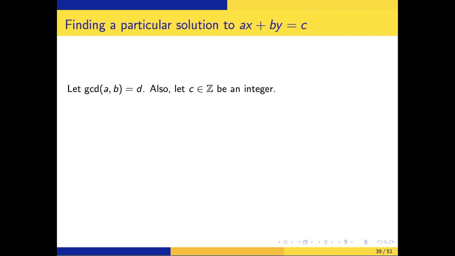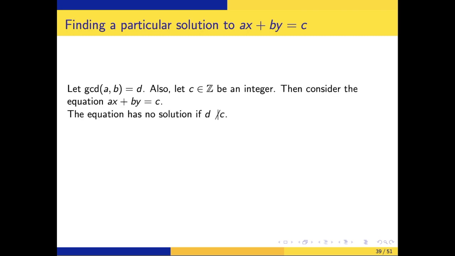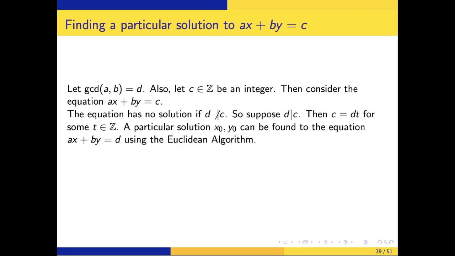So we take an integer c and we consider the equation ax plus by equals c. We know from the previous theorem that if d does not divide c, then the equation has no solution. So suppose that d divides c, then c equals dt for some integer t, and a particular solution x naught comma y naught to the equation ax plus by equals d can be found using the Euclidean algorithm. So this will give us ax naught plus by naught equals d.